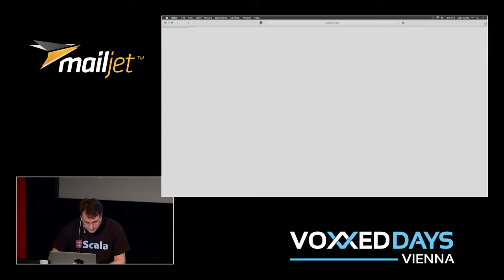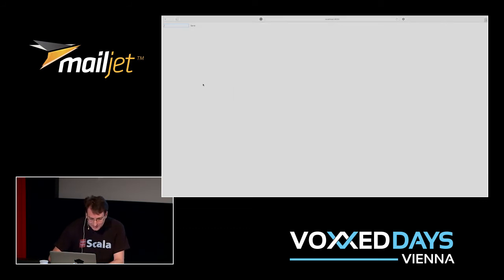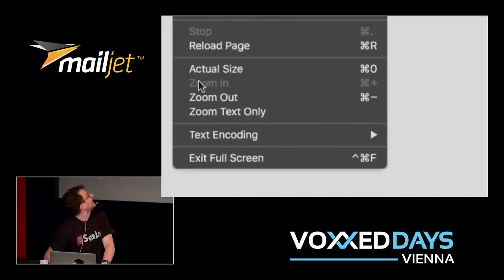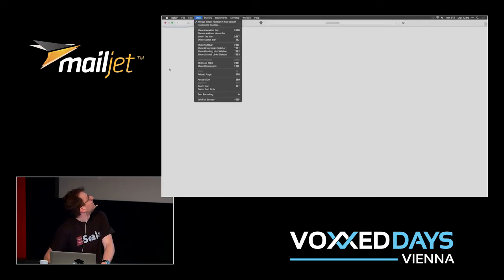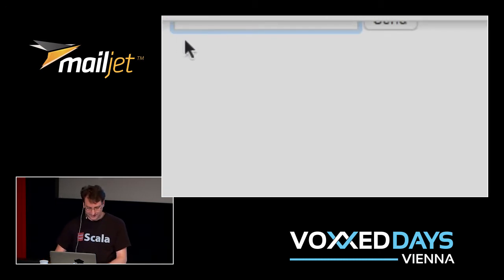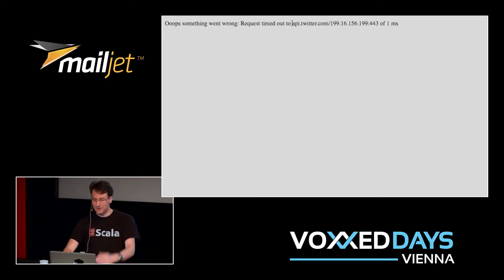So I want to zoom in. So zoom out. I cannot zoom in. Do you see? I'm not making this up. I'm trying to be nice here, but I cannot zoom in. So I will have to zoom in dynamically every time. It's gonna be nice. So I'm gonna search for cat now. And here we go, and we have our response from the server saying the request timed out in 1 millisecond.